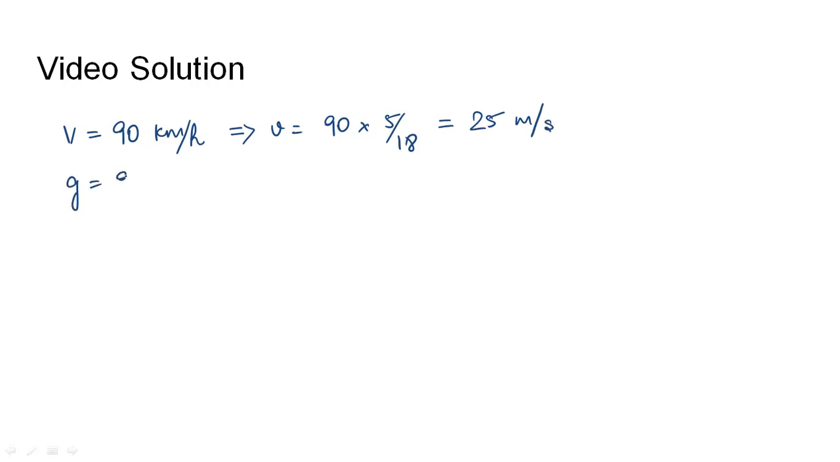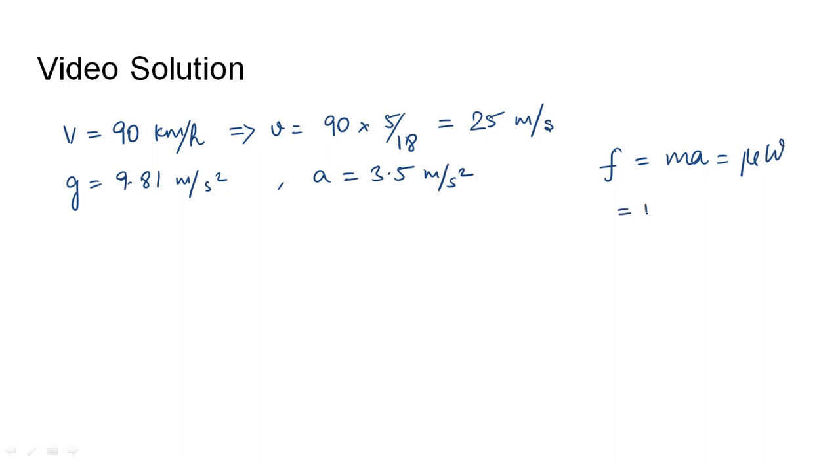The g value is given as 9.81 meter per second square, and acceleration is given as 3.5 meter per second square. So friction force is given as ma, which is nothing but the friction coefficient times the weight. This can be written as ma equals mu times weight, and weight is nothing but mg. So mu is given as a over g. For the case of SSD, we use the notation f for mu, which will be a by g. Let us call this capital F.